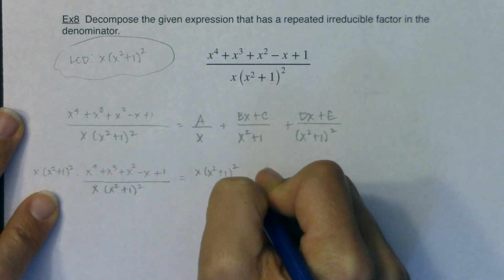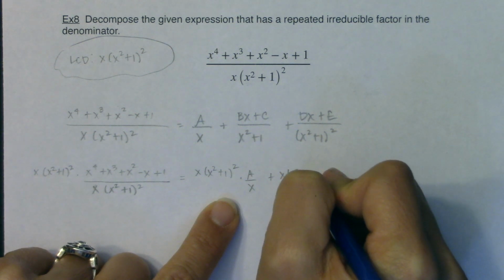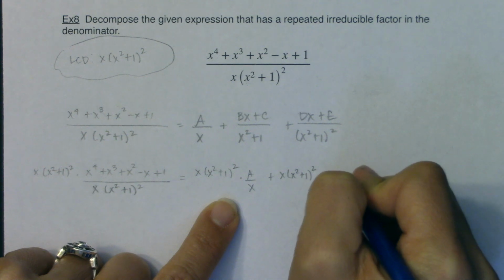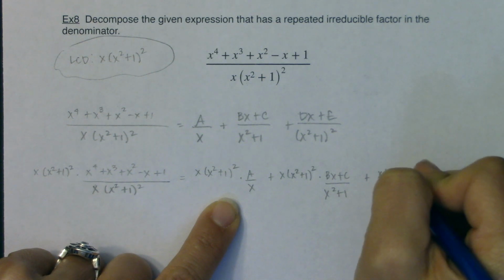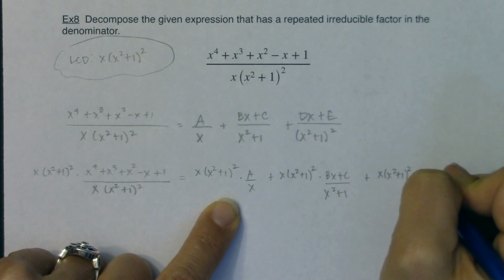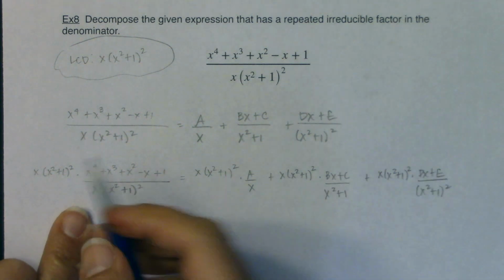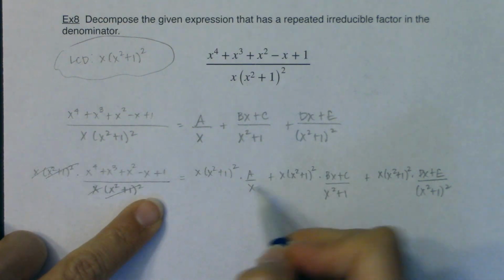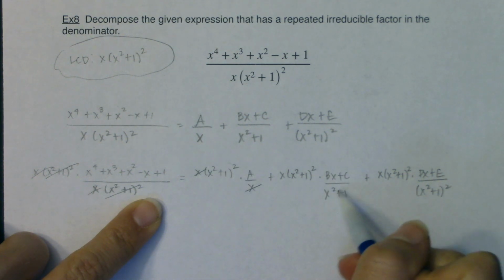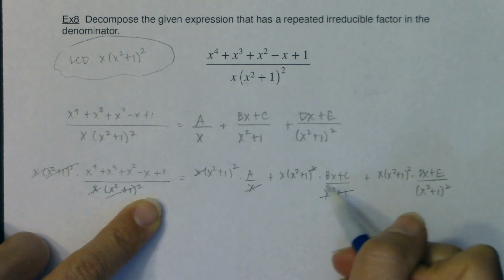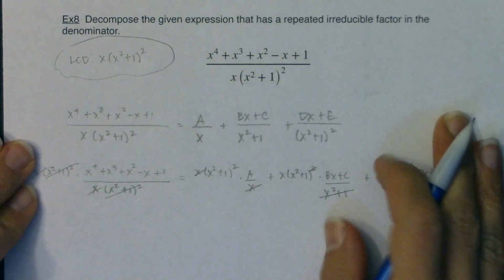Fractions are tricky. All right, let me distribute this LCD to every single term in here. All right, here we go. Let's see what cancels. So by design, these denominators cancel. Here the x will cancel, and I'm left with this x squared plus 1 squared. Here, a power of x squared plus 1 will cancel, and then here both of them will cancel. So I'm going to see what's left and write that up.